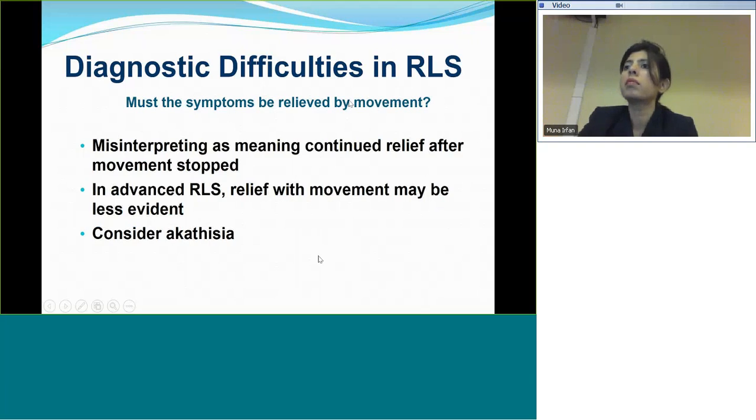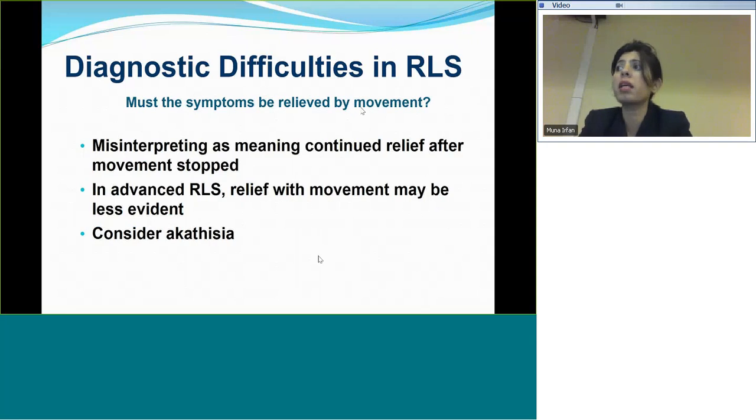The other supportive feature, which we talked about before, was relief or partial relief by movement. Many times you might come across people who say that it doesn't get better if I walk or if I don't walk. But sometimes what they mean is that if they start walking, and when they stop, it still bothers them.